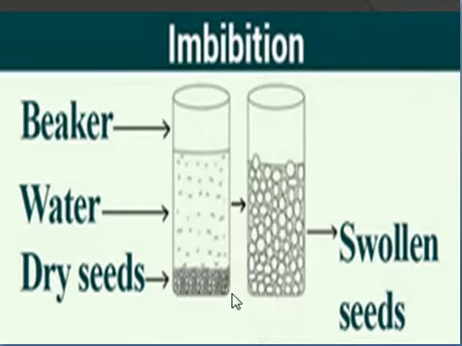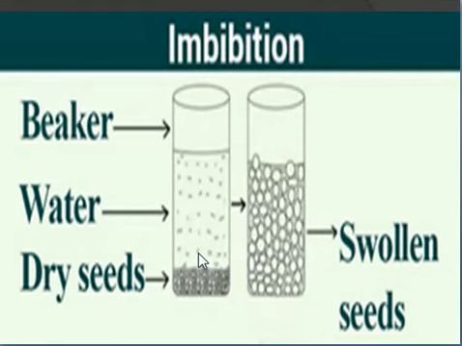A beaker is filled with water. Dry seeds are kept inside. The dry seeds do not dissolve in water, so the dry seeds absorb water. Now we can find swollen seeds. After absorption, the seeds become swollen.